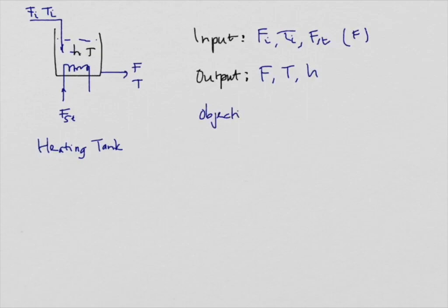What is the objective of the system? What is our objective? Usually the objective is T, the temperature of liquid, at the desired temperature, and the level of liquid at the desired level.